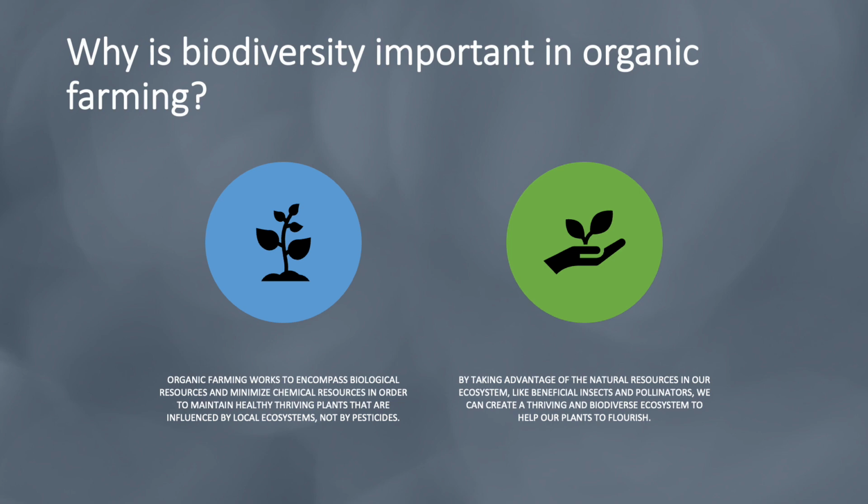Another great question to answer is, why is biodiversity important in organic farming? In organic farming, we want to take advantage of our ecosystems around us, and we also want to make sure that we are not putting harmful materials into the soil. So for that reason, we can actually use the ecosystem around us to make sure that we have thriving plants that don't need chemical additions.